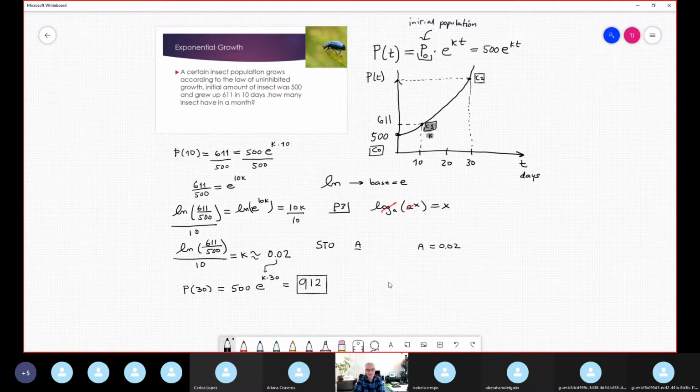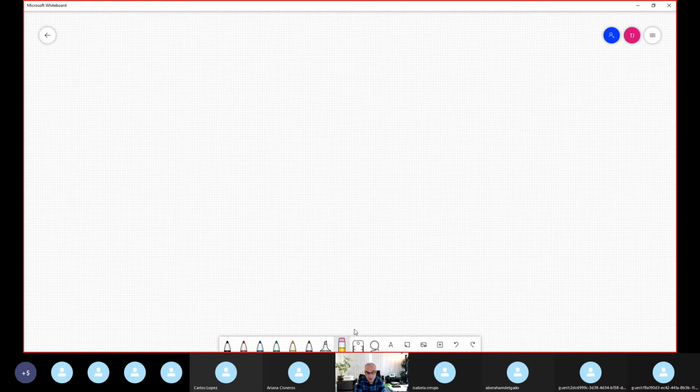Okay, this is classical exponential growth. You see exponential is going up, an increasing function. Next problem is exponential decay. Let me try to explain exponential decay.